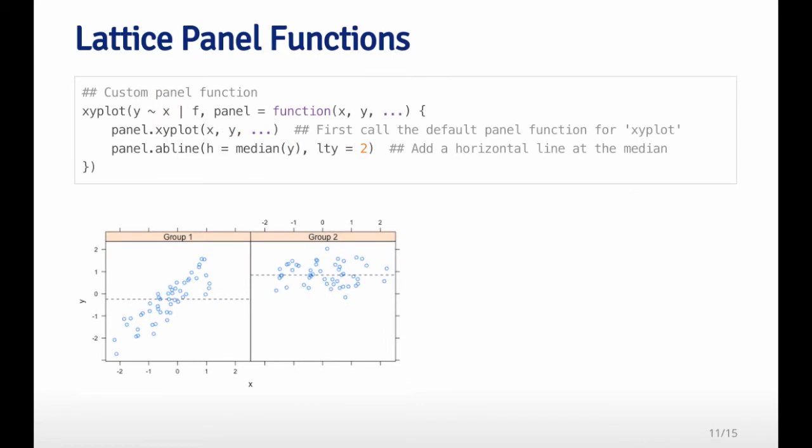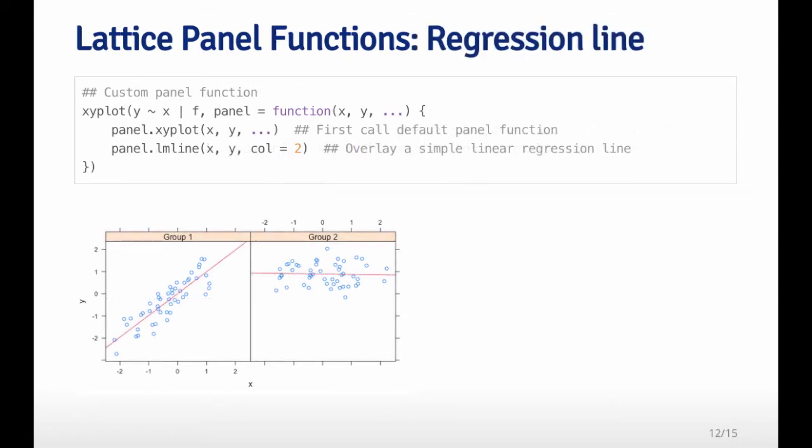You can see I'm calling a custom panel function via the panel argument, and I give it a function. The first two arguments are x and y, followed by ..., which means any other arguments that may get passed. In my custom panel function, the first thing I do is call the default xy plot panel function just to make the points appear. Then my customization is that I add a little horizontal line in each panel, which is the median of the y values in that panel. So now I can see there's a dashed line in each panel right where the median of the y coordinates is.